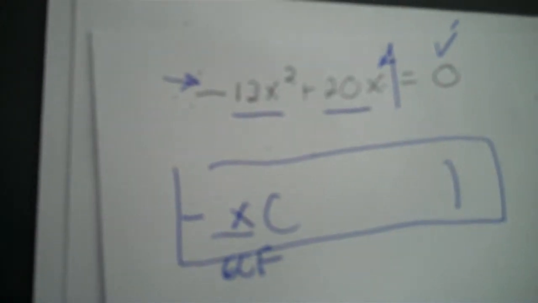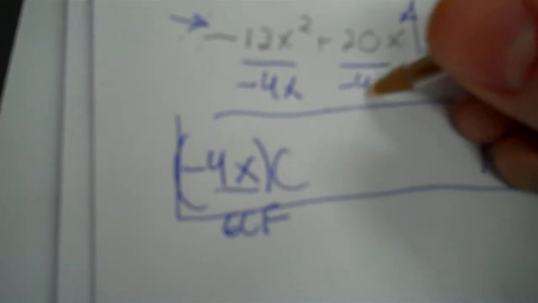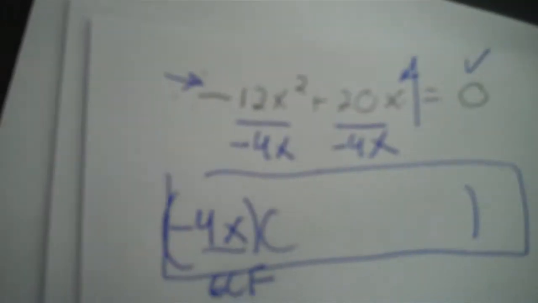Now you check the front of the problem and see if there's a negative there, the first term. Yes, the very first term is negative, so we need a negative. Then 12 and 20. No, it wouldn't be 12, wouldn't be 6. 12 and 20 would be 4. So I divide by negative 4x. Negative 4x. That's what I'm going to be dividing by.